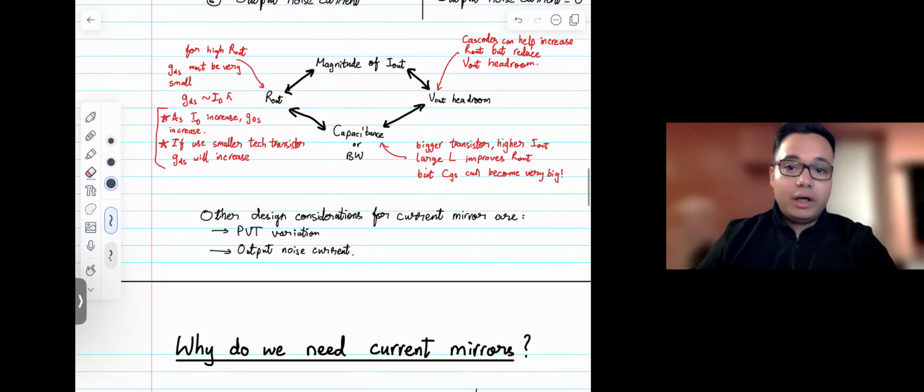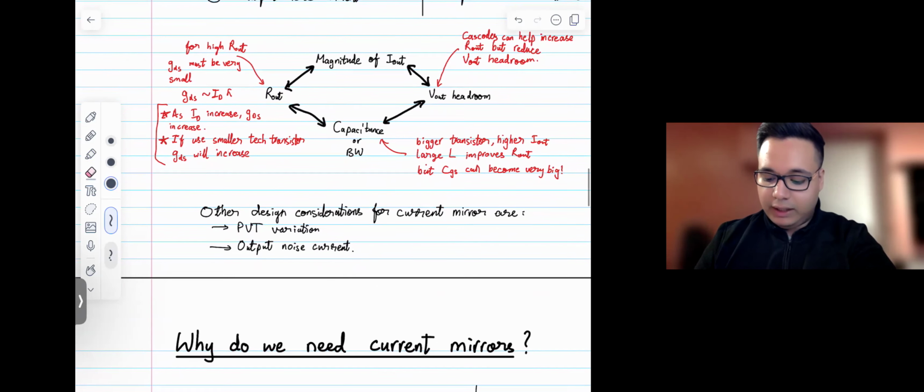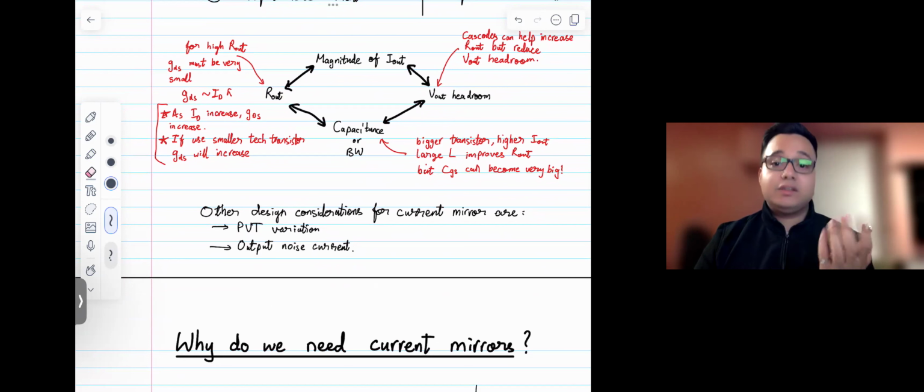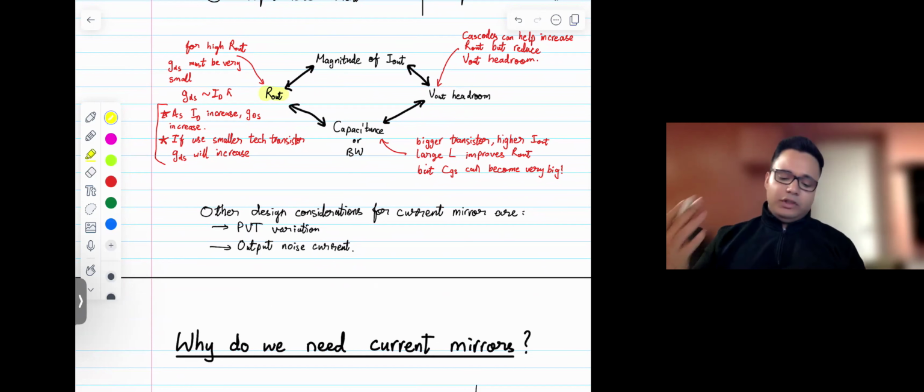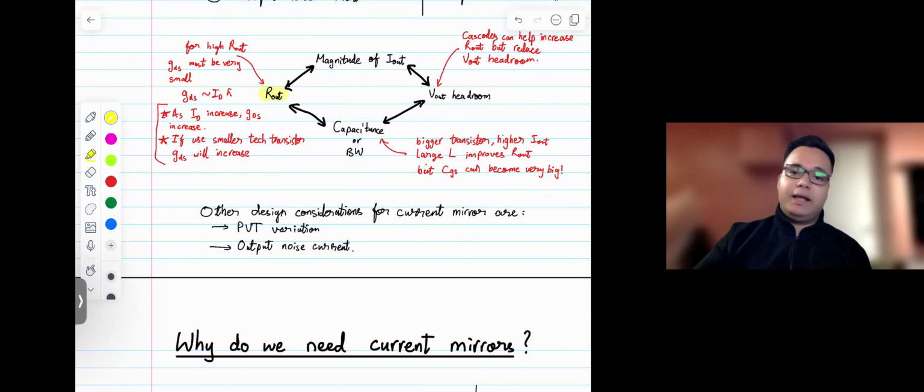Another pointer here for the trade-offs would be the size of the transistors. For example, maybe you want a higher R out and you're thinking, well, I need to increase the length of the transistor, and that improves the R out, right? Or you could be like, I need to increase the magnitude of I out, and so I'm just going to a bigger transistor, bigger W by L.